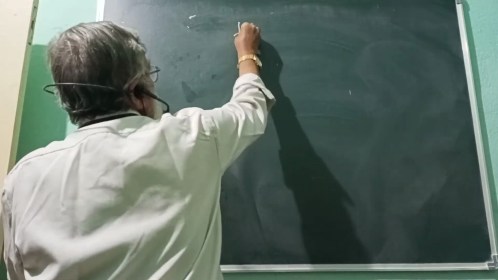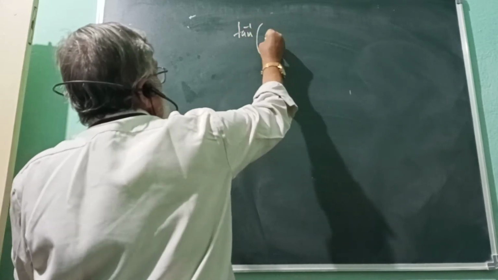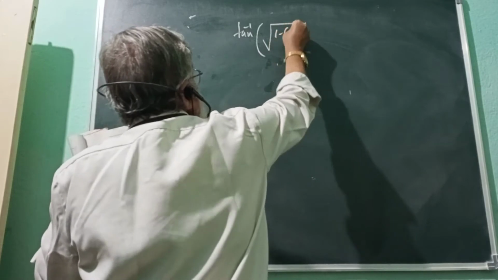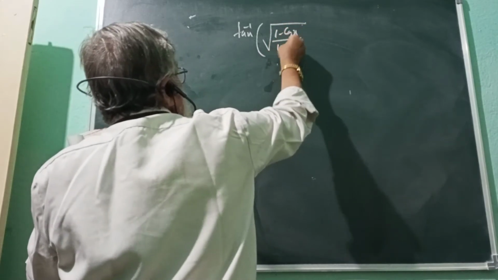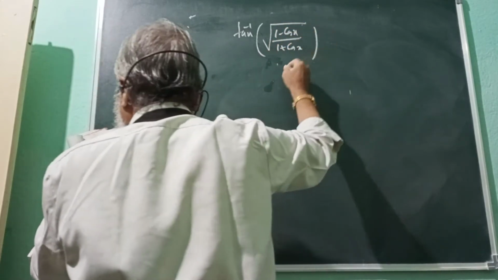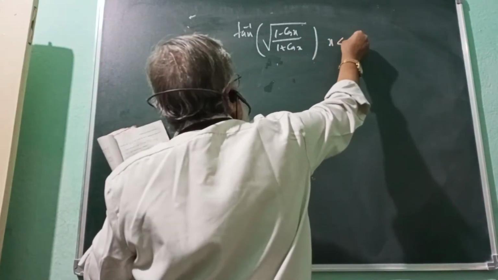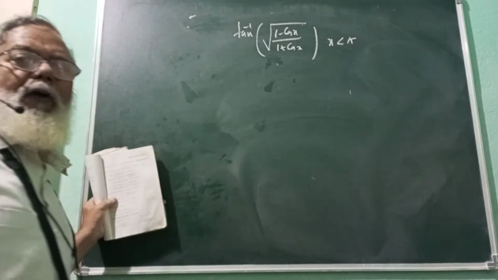Express tan inverse of under root 1 minus cos x divided by 1 plus cos x, where x is less than pi, in the simplified form.